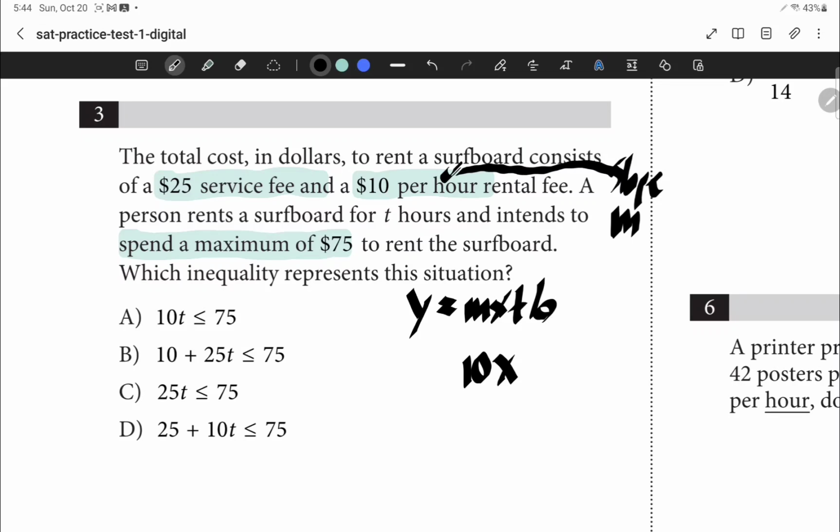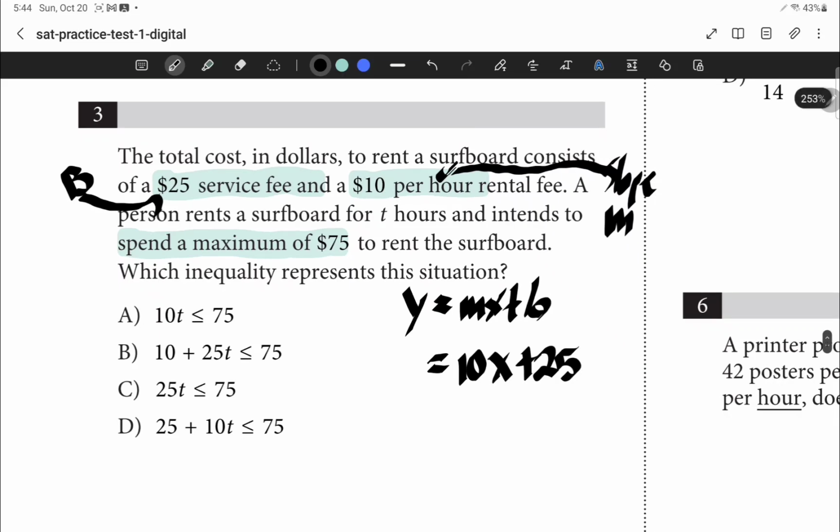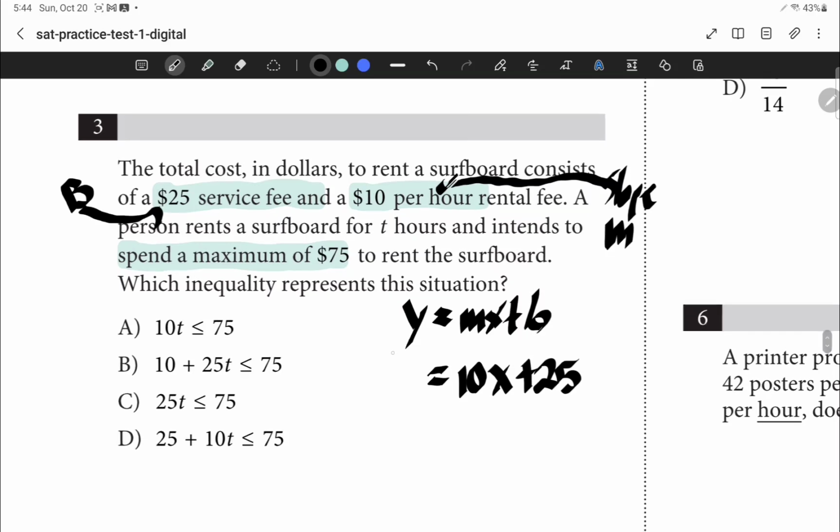10t. Okay. Anything they're going to charge you at the beginning, and it's always going to be at the beginning, there's no other option, is what we call a constant, and it's always represented by the letter b. So in this case, it's 25. Now we do the inequality sign, and we write the total that we want to spend, which in this case is 75. So we have everything that we need.